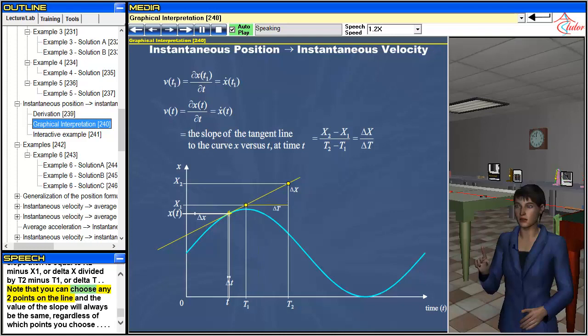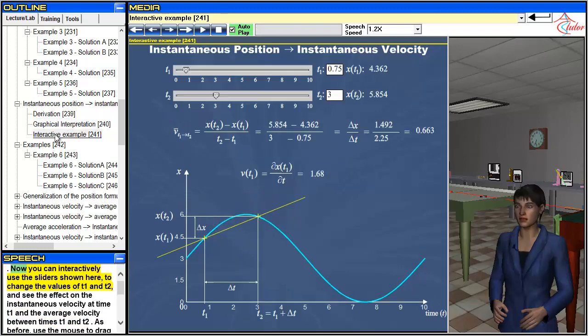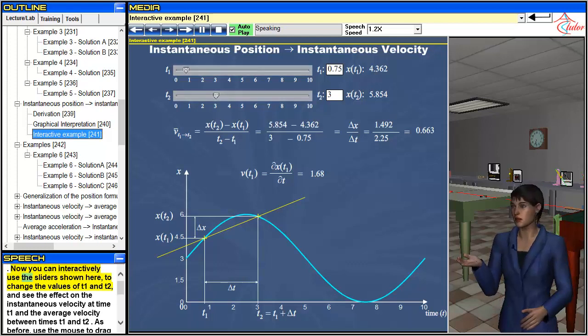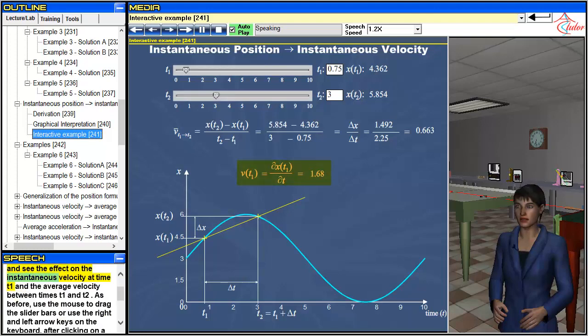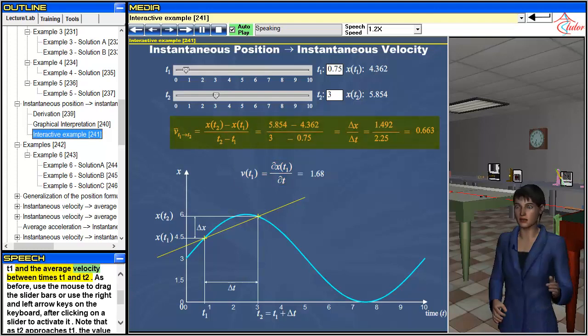Note that you can choose any 2 points on the line, and the value of the slope will always be the same, regardless of which points you choose. Now you can interactively use the sliders shown here to change the values of t1 and t2, and see the effect on the instantaneous velocity at time t1, and the average velocity between times t1 and t2.